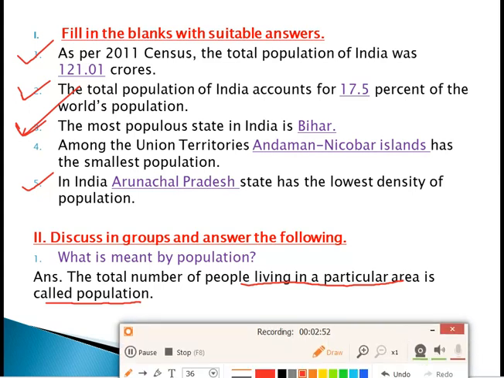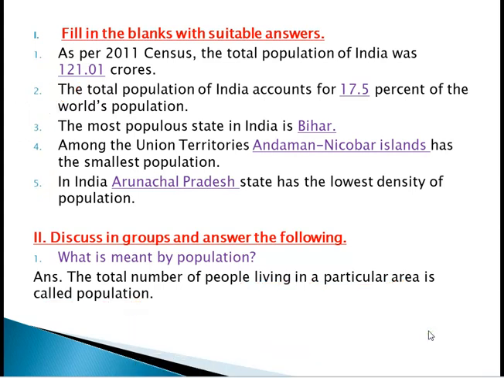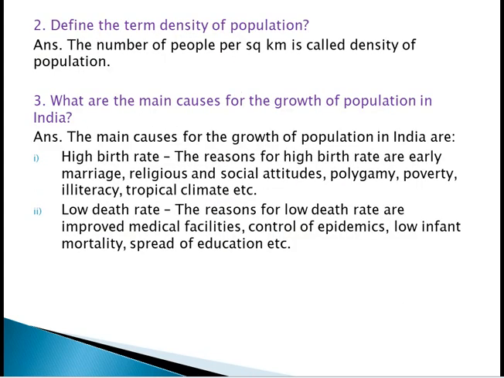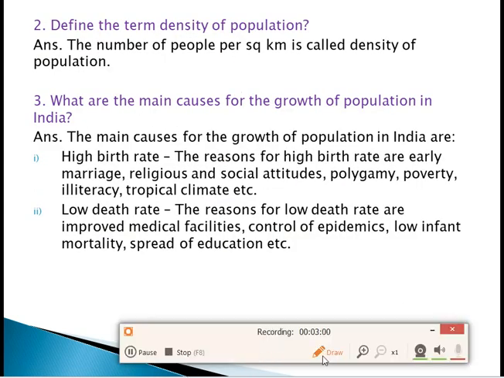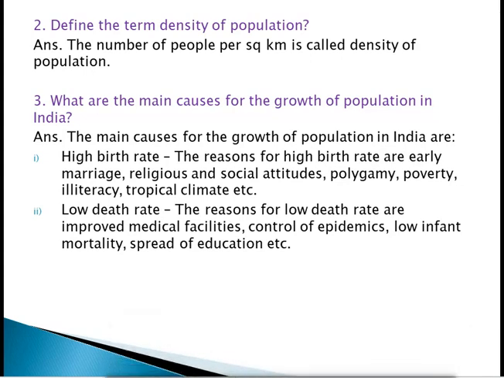Now let's move towards question number 2. Define the term density of a population. So what is the meaning of density of population? The number of people per square kilometer is called density of population. Means the number of people living in per square kilometer of area is called density of population.